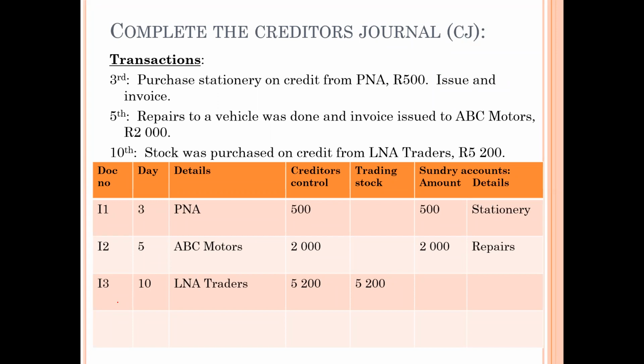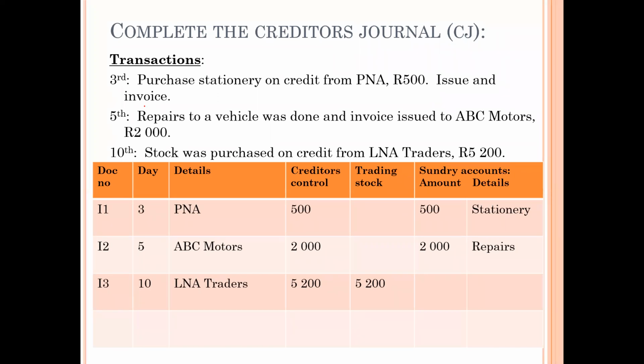Okay, so we're going to look at 3 more examples for today. At the top, I just said they complete the Creditors Journal, the CJ. Then there are 3 transactions on the 3rd, the 5th, and the 10th. And then I have entered them into the Creditors Journal. Let's start with the one on the 3rd.